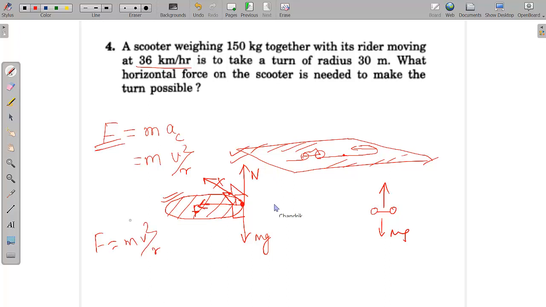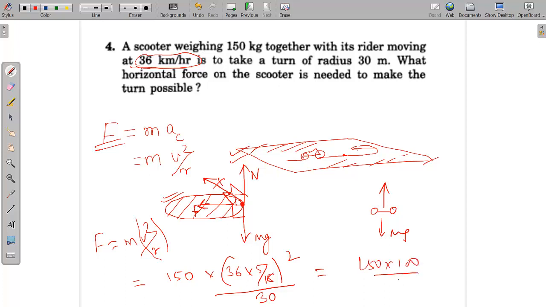V square by r is the acceleration. So what is the force required here? Omega square r, we won't use that because we are dealing here with velocity now. So 150 into 36 into 5 by 18 square divided by r, 30 meters is the radius, 150 into 100 by 30. So this is 500 newtons of force required for the scooter to move in a circle.